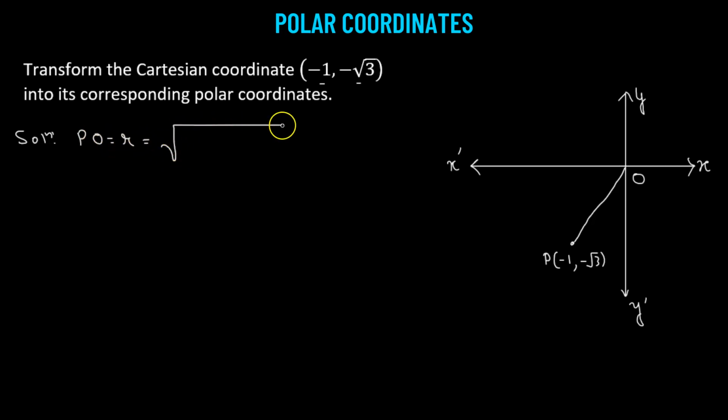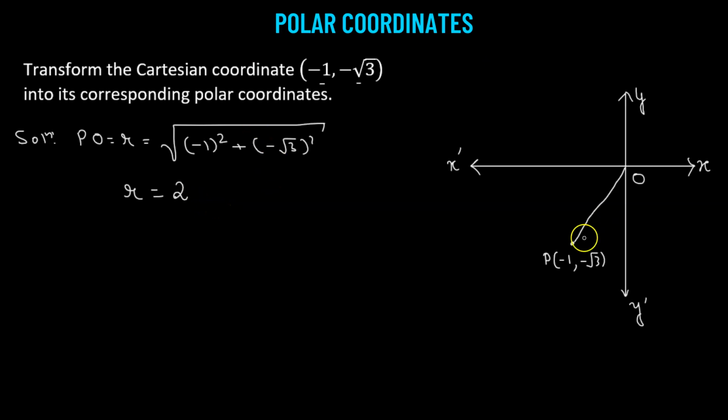So all we have to do is take the square root, and underneath the square root first we will take the x component, which is -1, square it and then add it to the square of the y component, which is -√3, and this is going to give us a value equal to 2. So we have found the value of r. The next goal will be to find the angle.